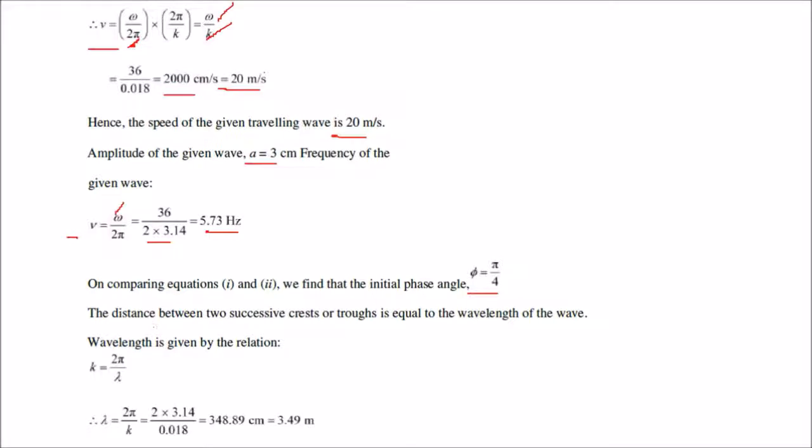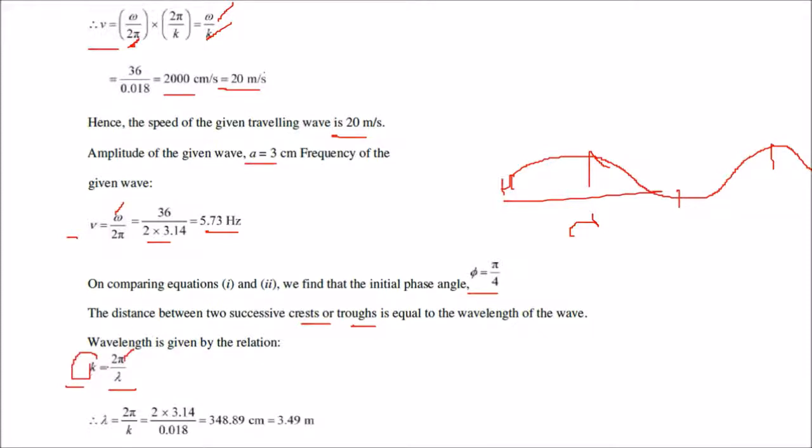So the distance between two successive crests or troughs is what? Is actually the wavelength. Crest or trough, this is lambda, right? So what is the wavelength? K equal to 2 pi by lambda. With this expression we know 2 pi, and this K we can just put the value K as we compared it with the equation. So 2 into 3.14 by K is lambda. This is 3.49 meter.